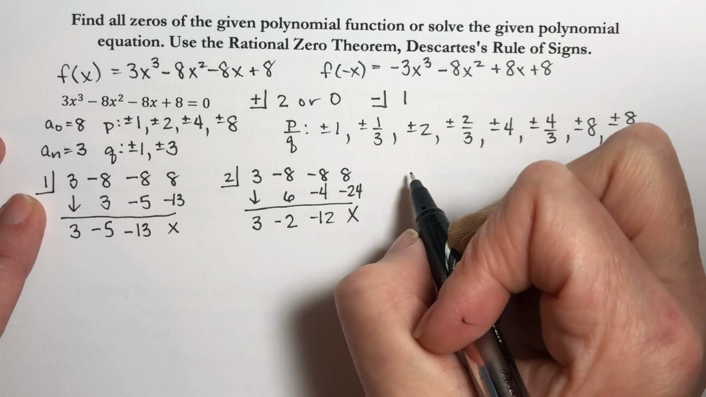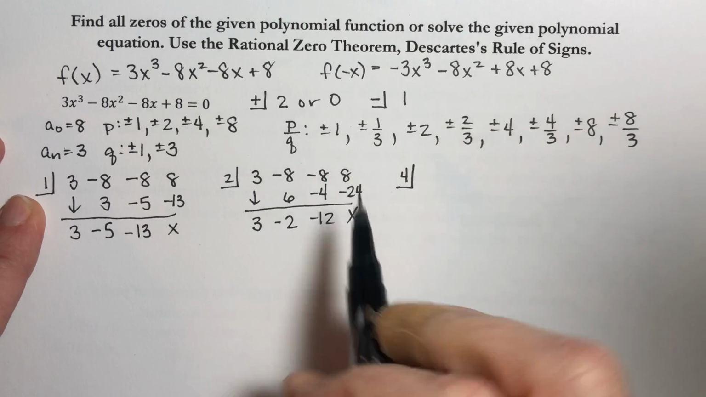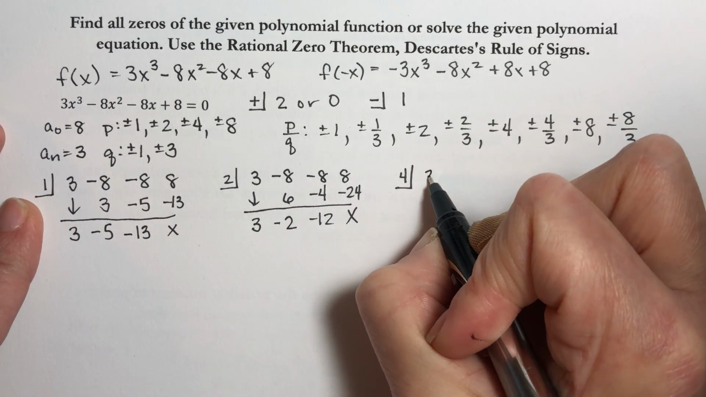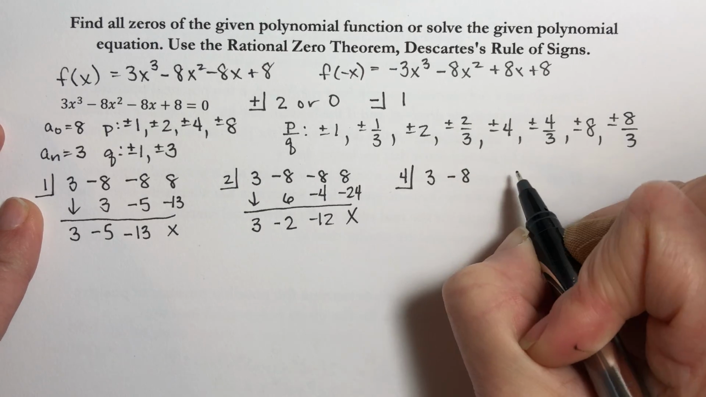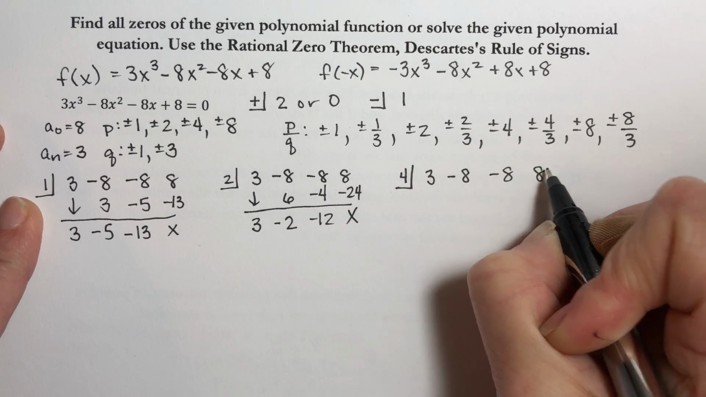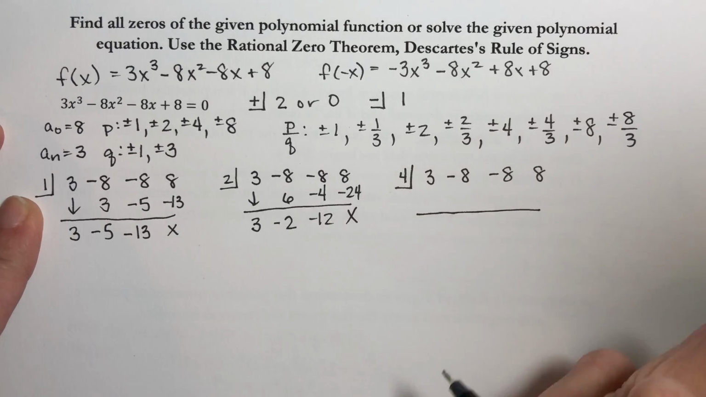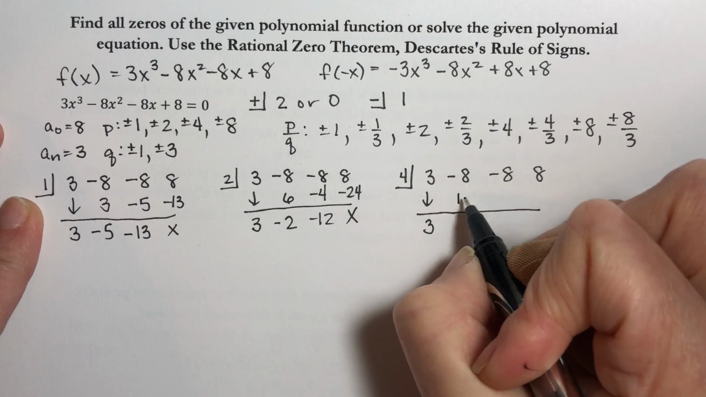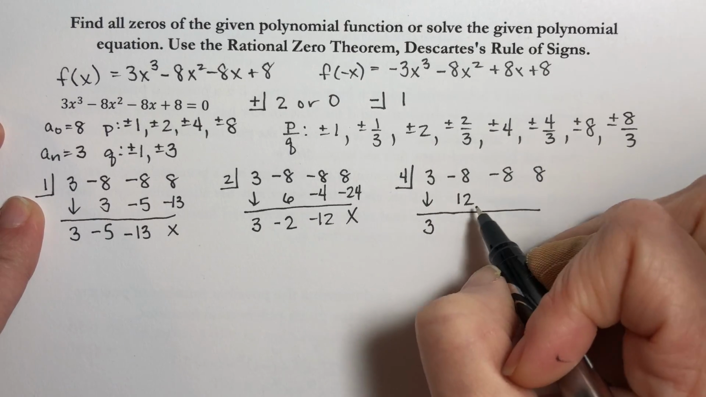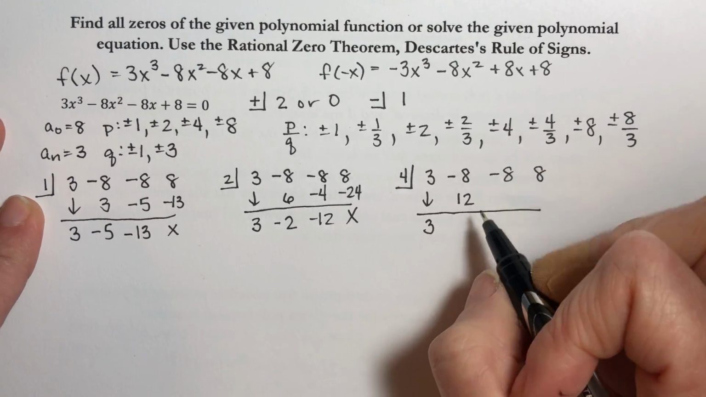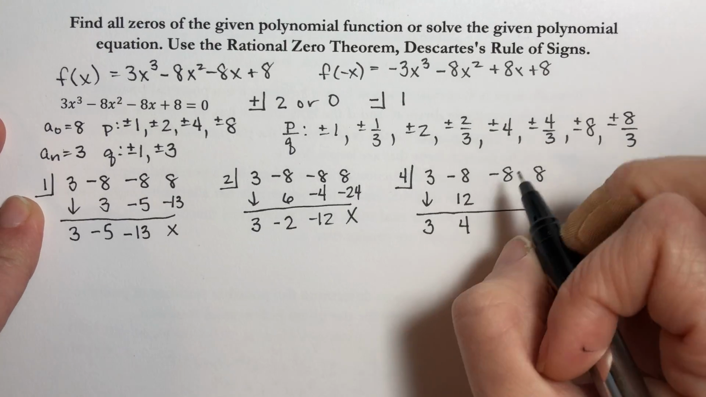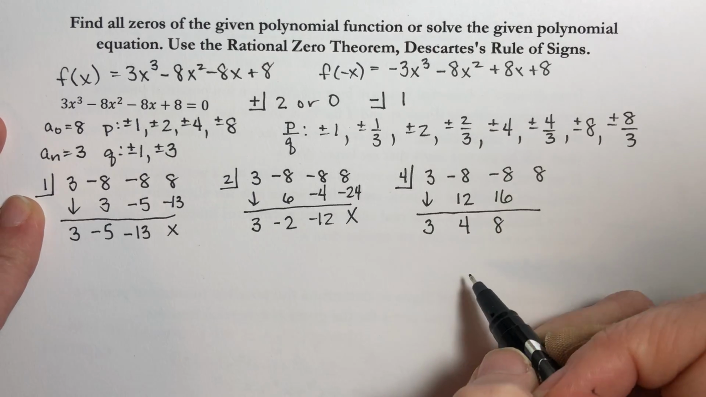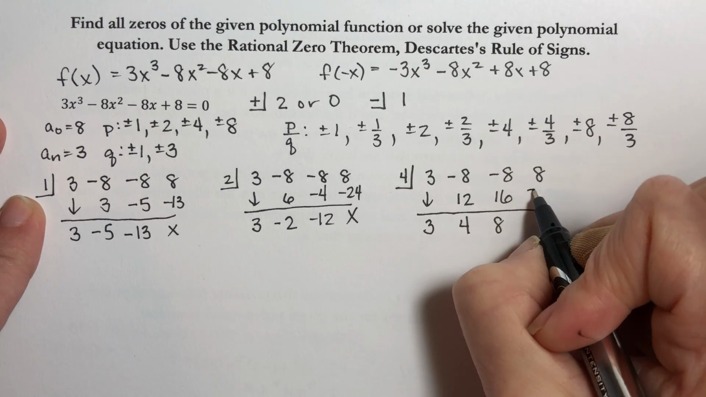Okay. So let's look at 4. I'm just checking my whole numbers because why not? I get 3, and -8, and -8, and +8. Bring down your 3, and I get 12. -8 plus 12 will give me a 4. 4 times 4 is 16. -8 plus 16 is 8. 8 times 4 is 32.